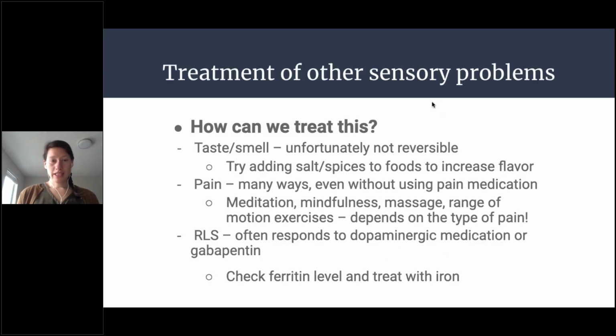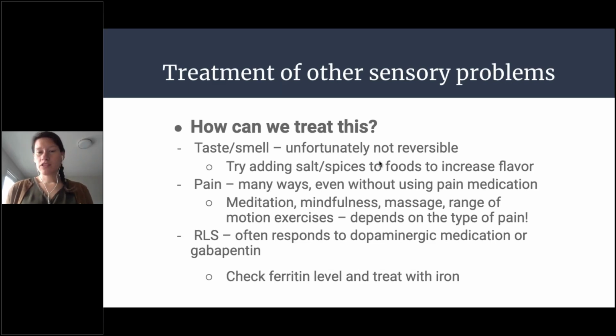So how can we treat these things? So for the decreased taste and smell, unfortunately that's not reversible, but you could try adding salt or spices to increase the taste. And again, loss of smell, like constipation, like REM sleep behavior disorder, that's one of the prodromal symptoms that can happen early on.